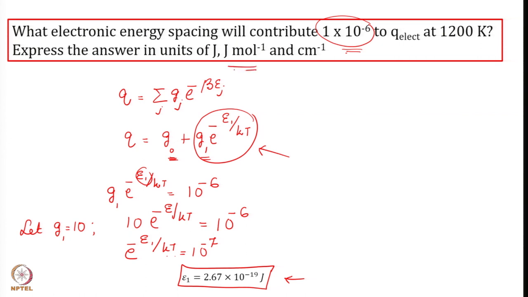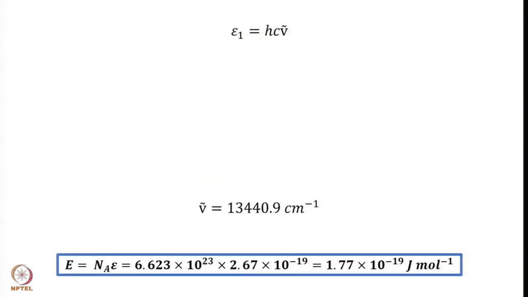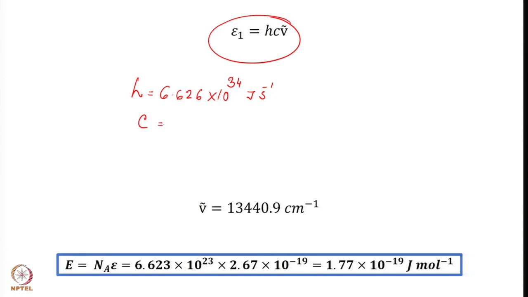And you can always express it in terms of joules per mole, or in terms of centimeter inverse. How to get it in terms of centimeter inverse? You simply use E1 is equal to hc nu bar, where h is equal to 6.626 into 10 raised to the power minus 34 joule seconds, c we usually take as 3.0 into 10 raised to the power 10 centimeter per second, and nu bar in centimeter inverse is given. H is Planck's constant, c is the speed of light.